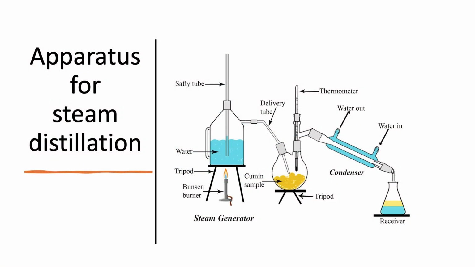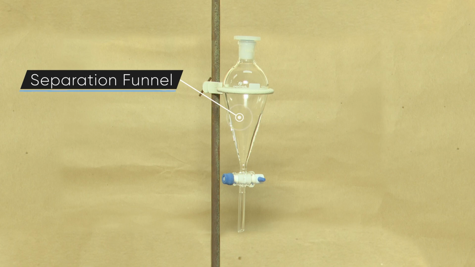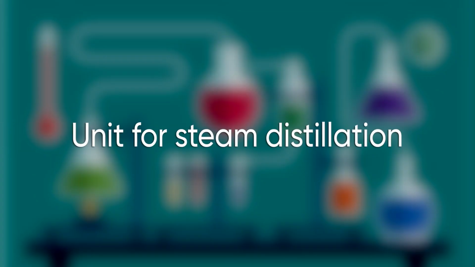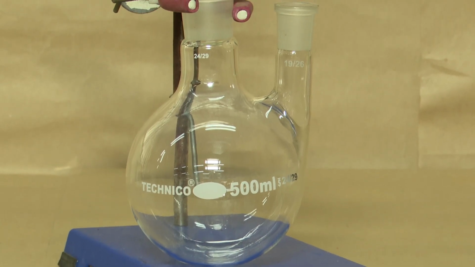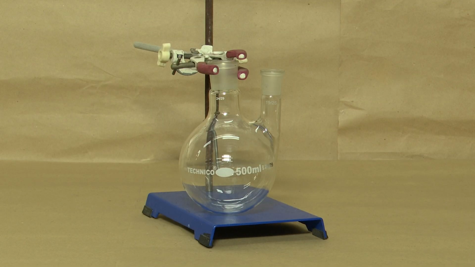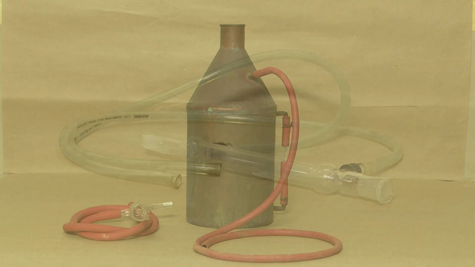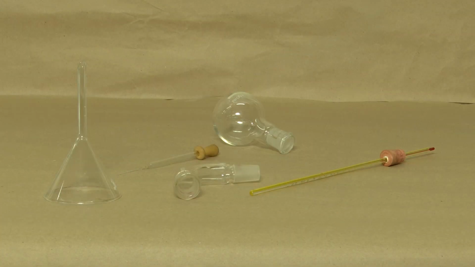These are the apparatus that we are going to use for the extraction of cumin oil. A separation funnel, the unit for the steam distillation, a round bottom flask, steam generator, condenser, funnel and the flask to collect the distillate.